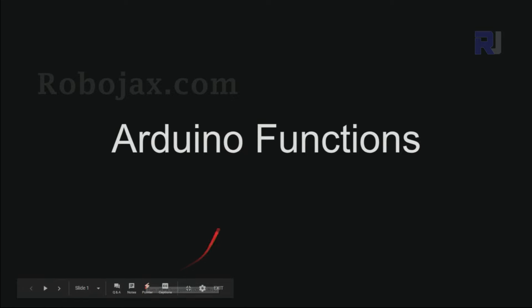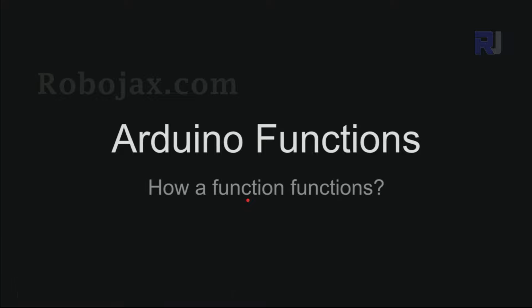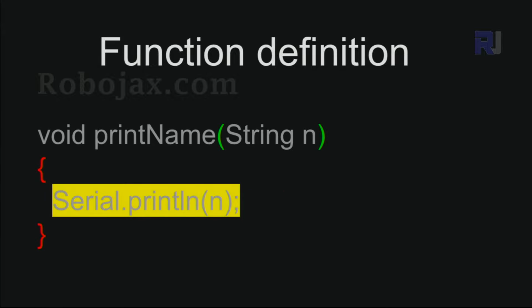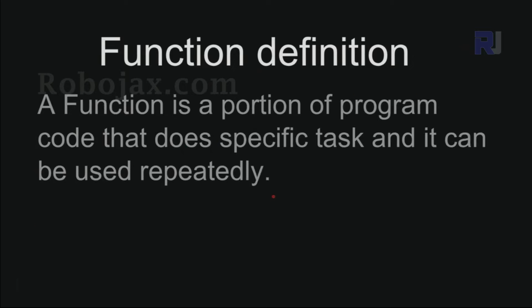Now let's have a look at the Arduino function, how a function functions. We first look at the definition, how we define a function. A function will look something like this. We have the type of return value, and then we have a name, then open and close parenthesis, which must exist. Then we have curly brackets and something in between. So this is the main type of function.